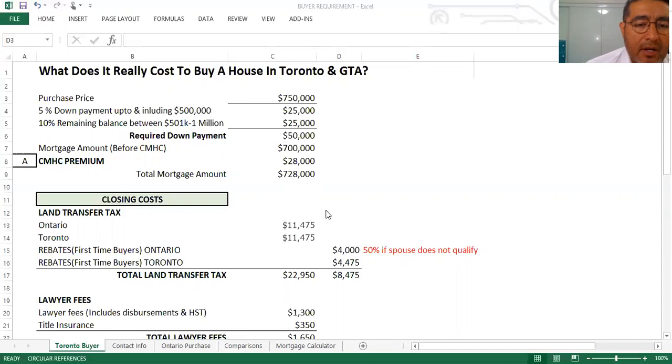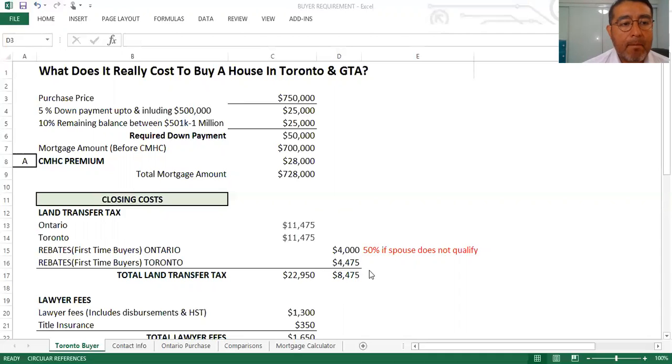Let's move now down to closing costs. The closing costs here, we've got land transfer tax. And in Toronto, because this is the example we're using, it is the only municipality that applies their own land transfer tax. Every other municipality in the province of Ontario only pays the Ontario, or the provincial, land transfer tax, which in this case would be $11,475. Same thing in Toronto, they use the same calculation. So this particular individual would be paying $22,950 in land transfer tax.